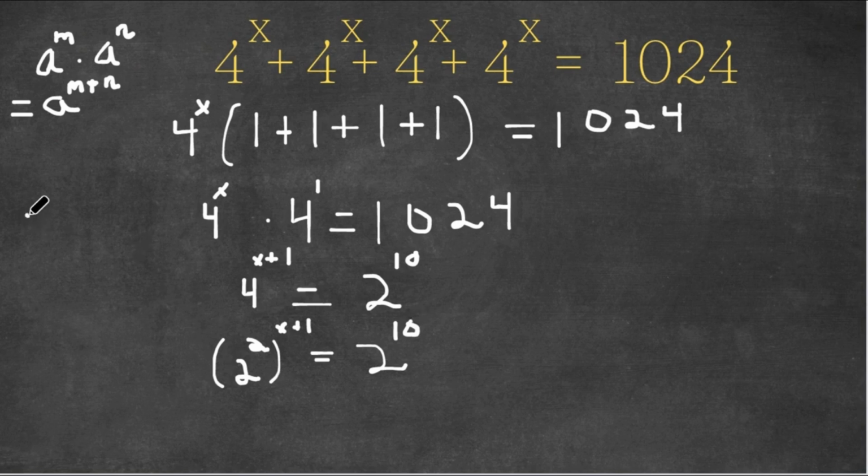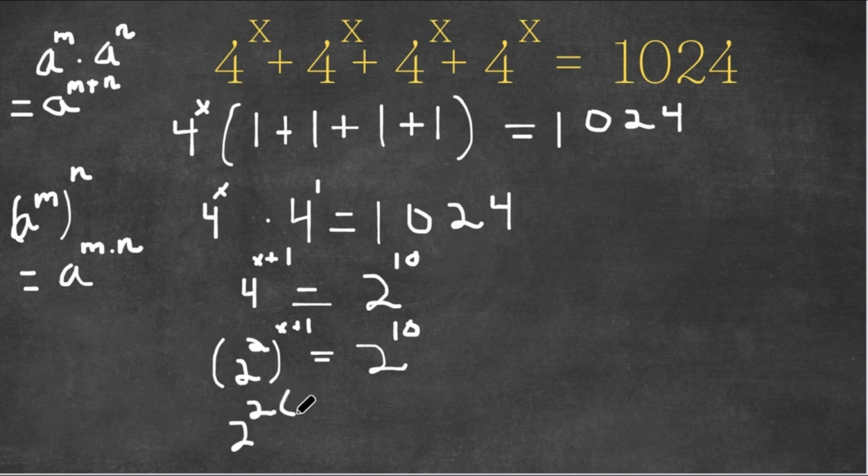Now, if we have an exponent in the form a to the power of m to the power of n, this is actually equal to a to the power of m times n. So we have 2 to the power of 2 to the power of x plus 1, and this is going to equal 2 to the power of 2 times x plus 1 in parentheses. Remember, it's going to be in parentheses. And this is still equal to 2 to the power of 10.